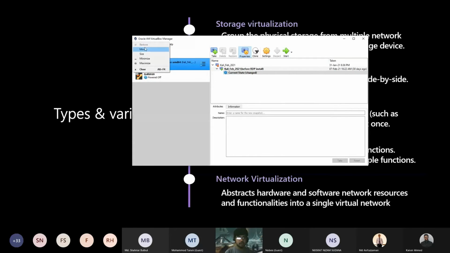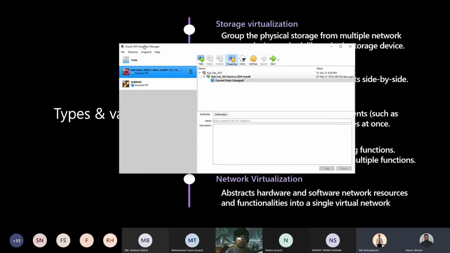If you guys can see the interface over here, can anyone confirm? Yes, we can see it. Yes, you can see it.